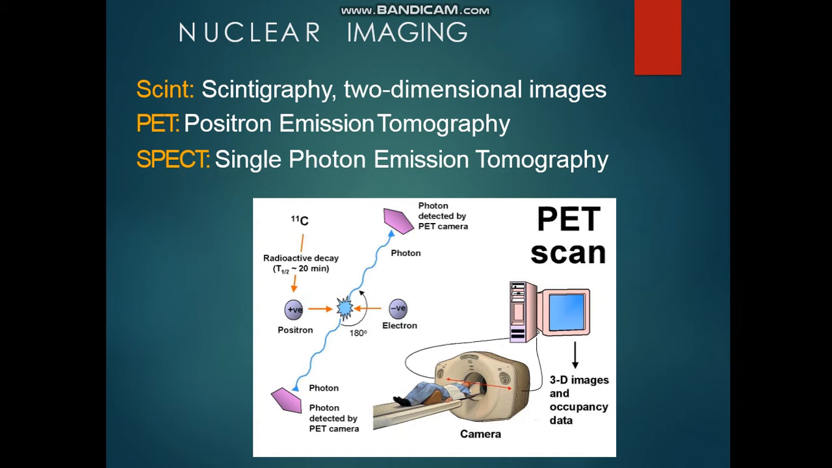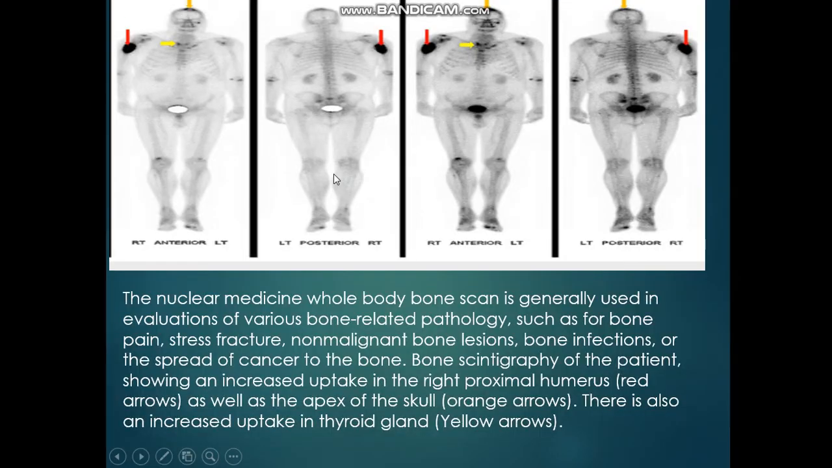In medicine, nuclear methods are applied in three forms: scintigraphy, or two-dimensional images, PET, positron emission tomography, and SPECT, single photon emission tomography.